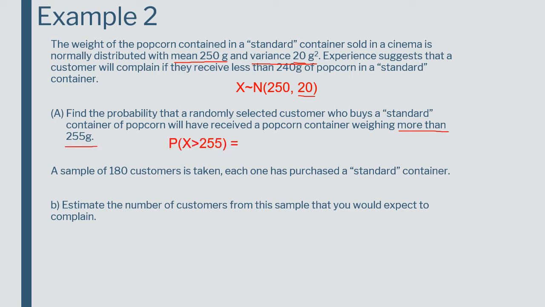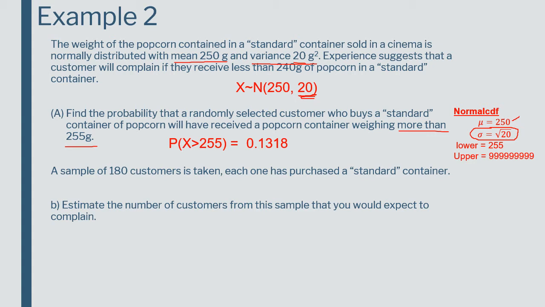So here's my notation. Going into the calculator now, the only important bit to note, we've got mu is 250. The standard deviation needs to be root 20. The variance is 20, so standard deviation is root 20. Lower limit 255. And this is going upwards to infinity, so up at 99999. Answer should come out 0.1318.